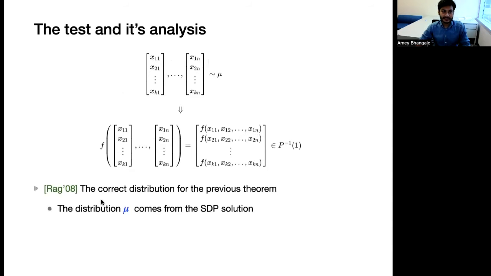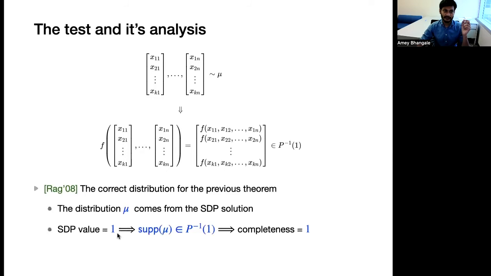Now, Raghavendra showed that the correct distribution mu is to take something called the local distribution from the SDP solution of the 1-S integrality gap instance for this max CSP. Basically, this distribution is always supported on the set of satisfying assignments, just because the SDP value is 1. In other words, since the SDP value is 1, the support of this distribution is always contained in the set of satisfying assignments for P. And that's why if f is any dictator function, then this will output just one column. And then by definition, each column is supported on P inverse 1. And hence the completeness of this test will be 1.